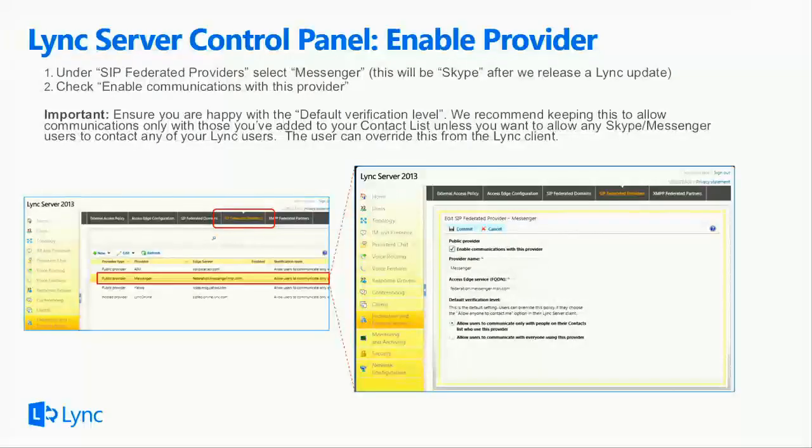Allow users to communicate only with people on their contact list who use the provider. So what you're doing here is you're saying, I hate to say this, but there are some people who use Skype that you may not want to necessarily communicate with. So your preference is going to be to say yes when someone sends you a contact request rather than just have that be automatic.